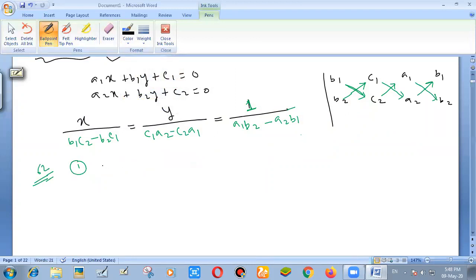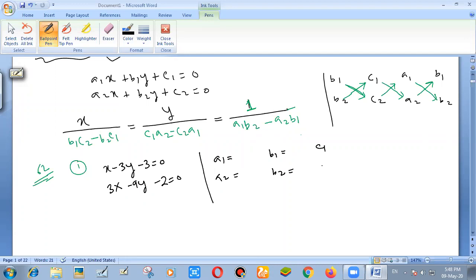See this one: x minus 3y minus 3 equal to 0, and 3x minus 9y minus 2 equal to 0. So first, all of you write down the values of a1, a2, b1, b2, and c1, c2. All of you write down the value.